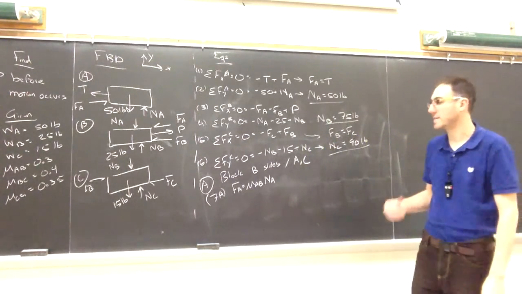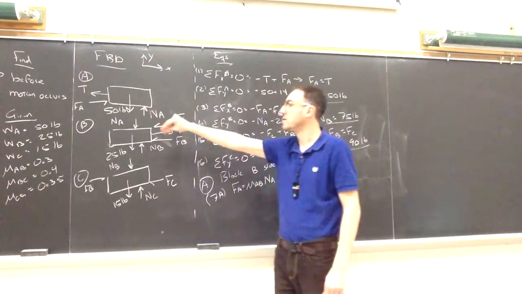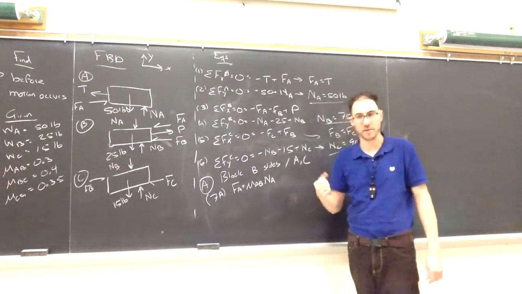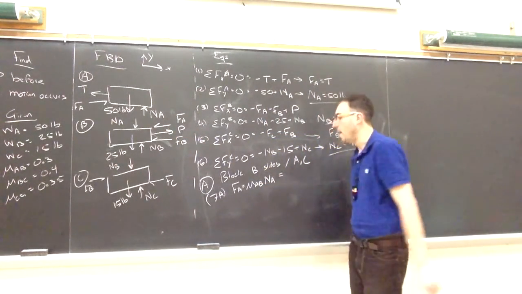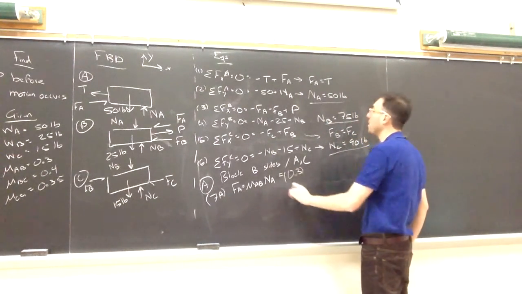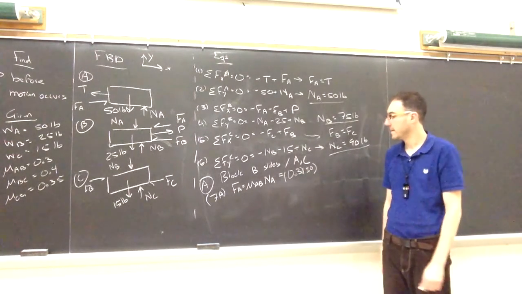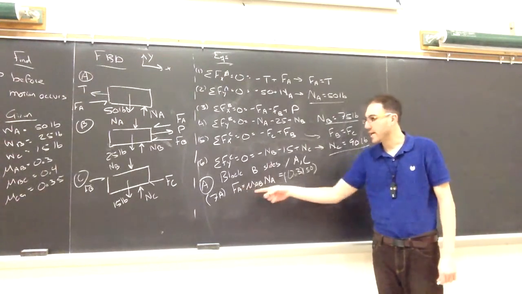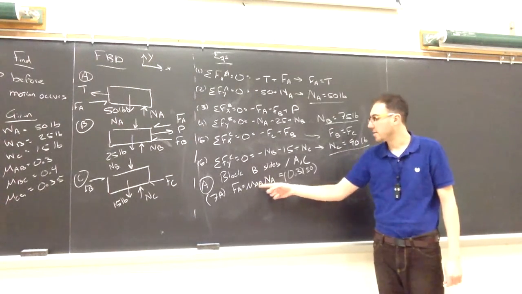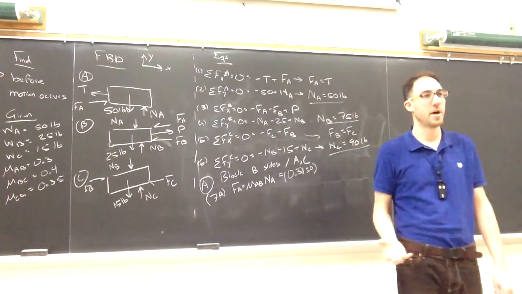So FA is maxed out, so that's the coefficient of friction between those two surfaces times the normal force between those two surfaces. And we were told mu AB was 0.3, and NA we found out to be 50 pounds. We've introduced a 7th equation and no more new unknowns, but now we have 7 equations for our 8 unknowns.